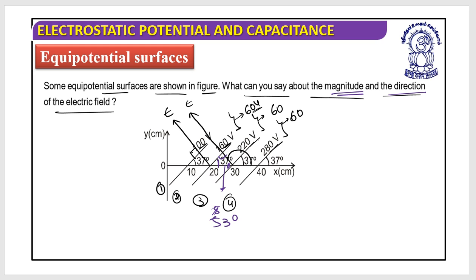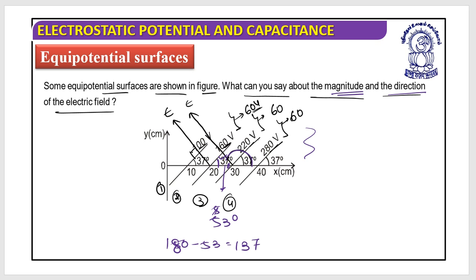So what would be the value of this angle? That should be 150 minus 53. Sorry, this is 180 minus 53. My mistake. It's 180 minus 53. So it would be 137.